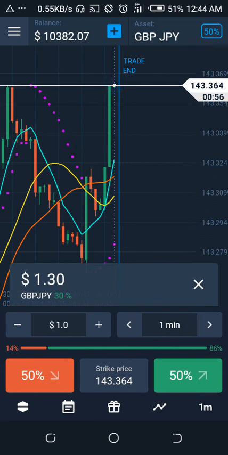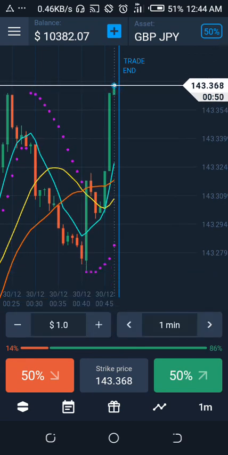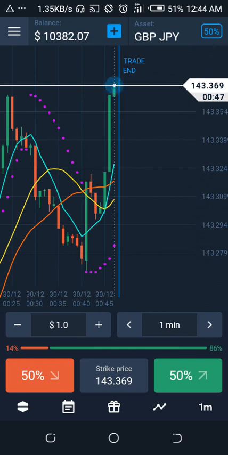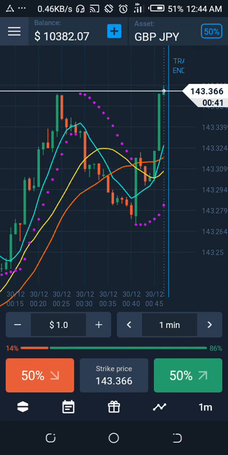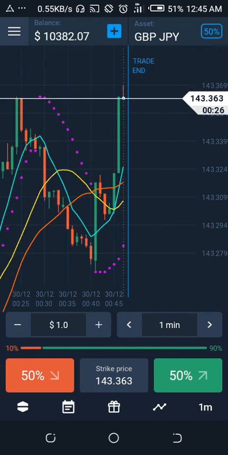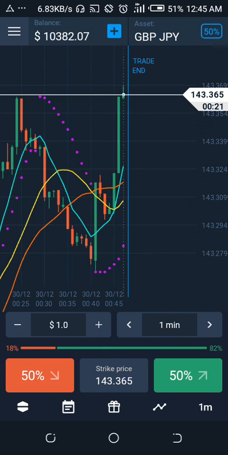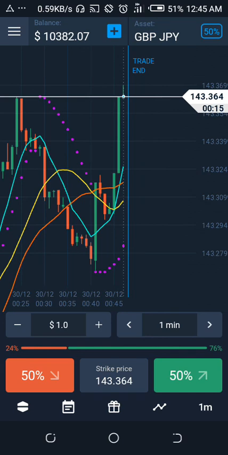I've just won it again. This is the second trade in a row. I won it. As you can see, it's all about patience. My first trade was entered, if I'm not mistaken, about 12 minutes ago. Let me count it: 1, 2, 3, 4, 5, 6, 7, 8, 9, 10, 11, 12. I waited for 12 minutes before I entered another trade. It's all about patience. And I won the second trade after 12 minutes.